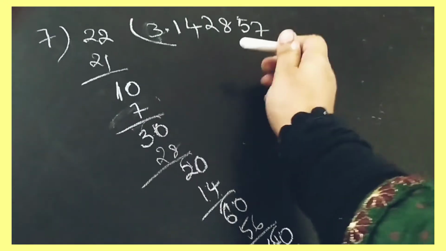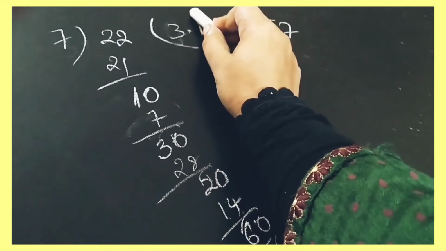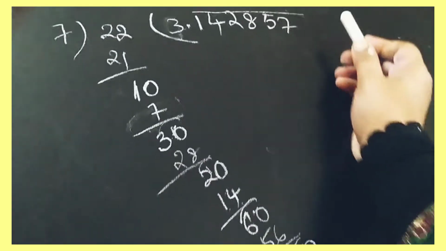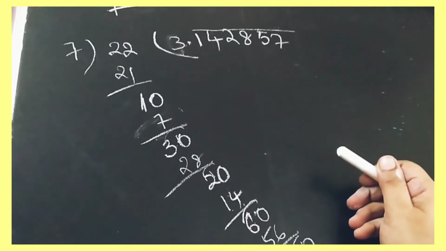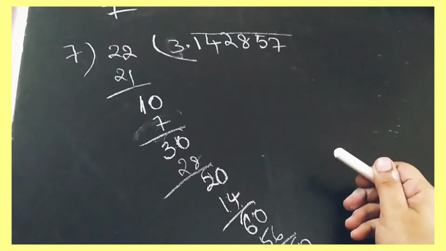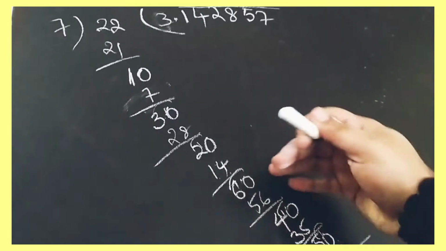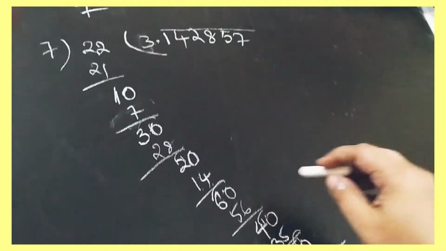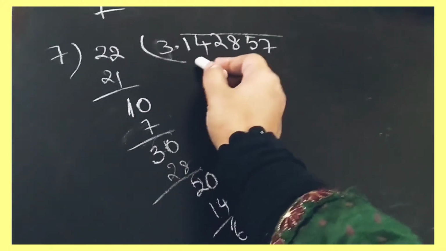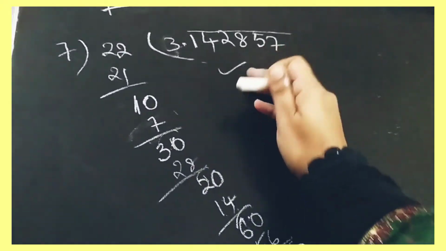So here what you have to write, bar to all this number. 1 4 2 8 5 7 bar. It is 3.142857 bar. So if you do the division, the same answer you will get. So this is the answer. This is the answer we got.